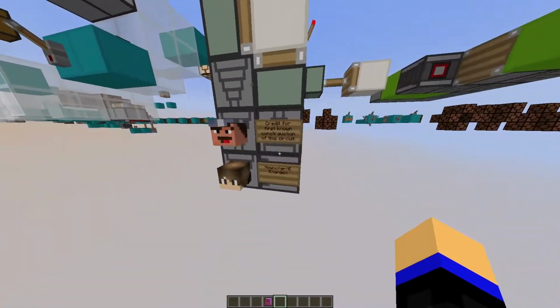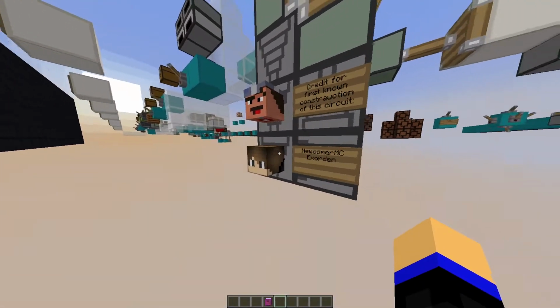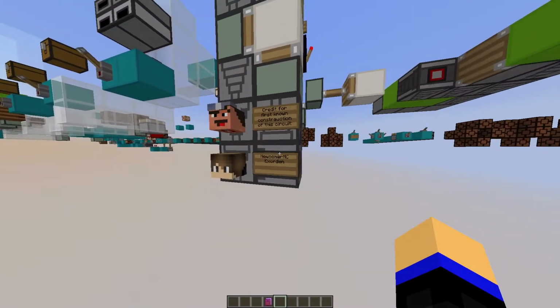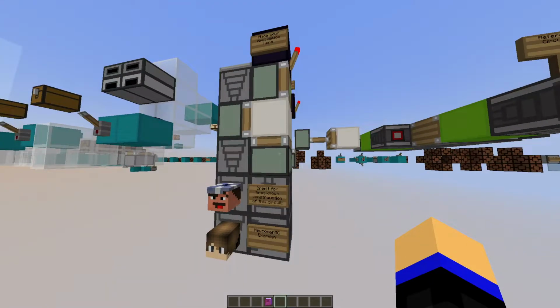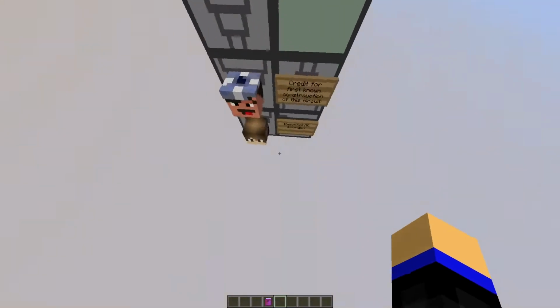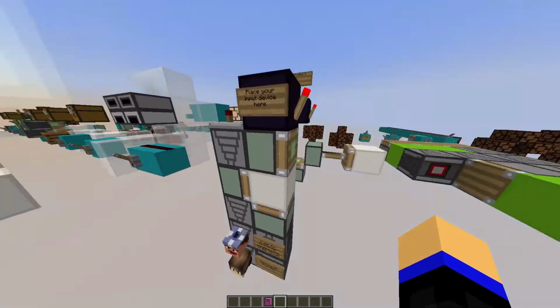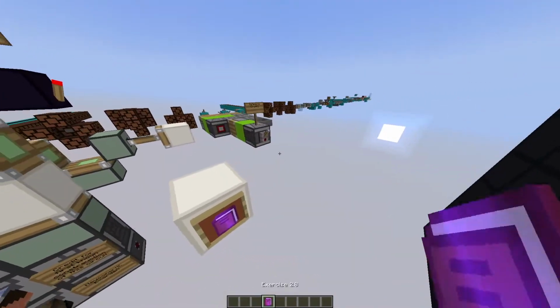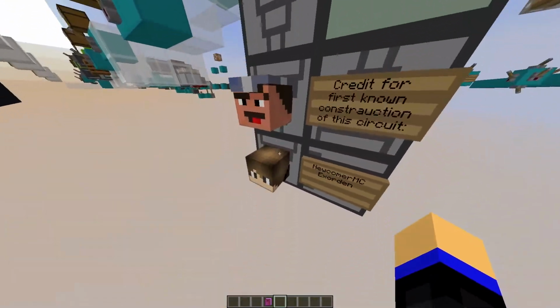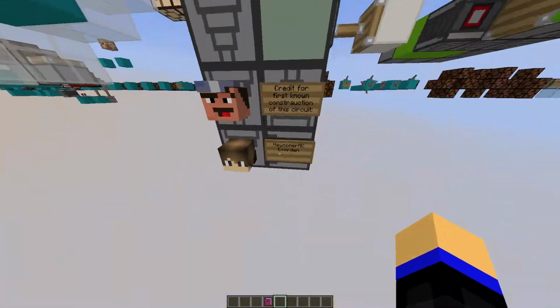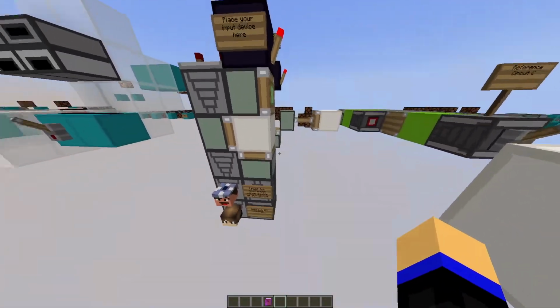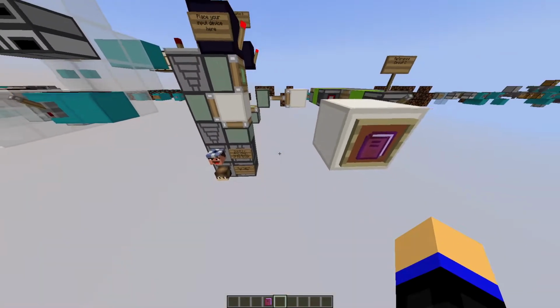Also, I would like to give credit to NewcomerMC and Exorden for the first construction of this circuit. There are many different varying states of this circuit, but I used this one as demonstration for this exercise. Because this observer chain, quite frankly, can be changed a lot to other circuits, but this is the most simple one that I can find.